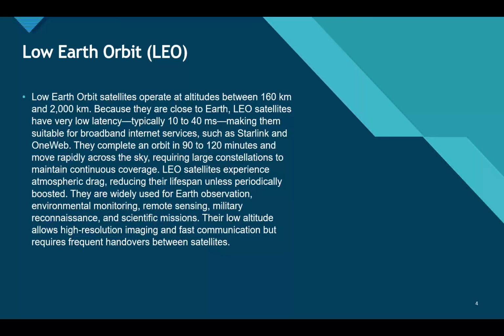LEO satellites move very quickly. They circle the Earth in about 90 to 120 minutes. Since they move across the sky rapidly, we need large constellations of many satellites to ensure continuous global coverage. LEO satellites are commonly used for Earth observation and remote sensing, scientific missions, and other environmental monitoring. Their low altitude also allows high resolution imaging, but atmospheric drag reduces their lifespan unless they are boosted periodically.